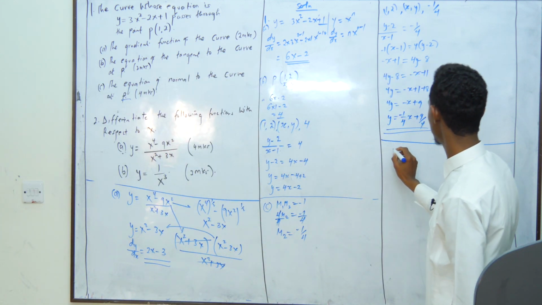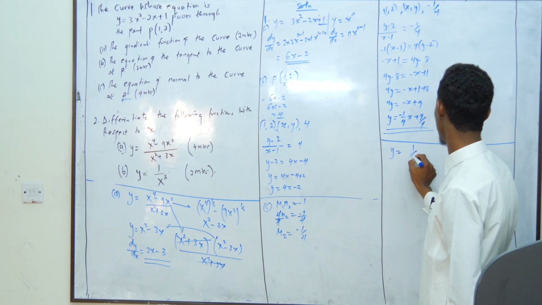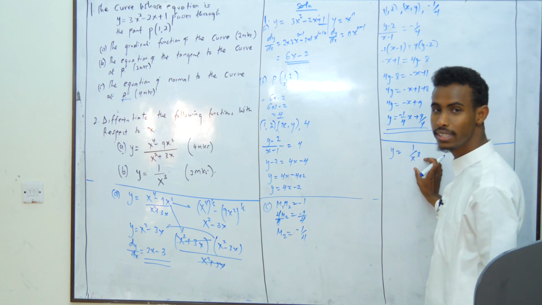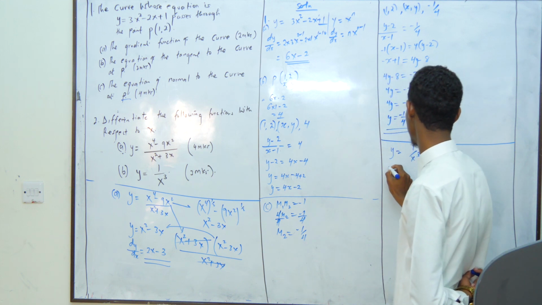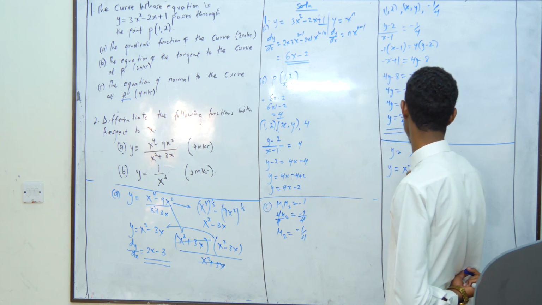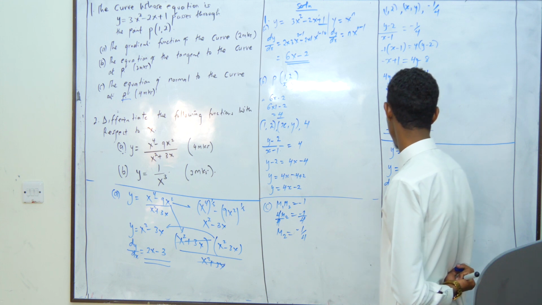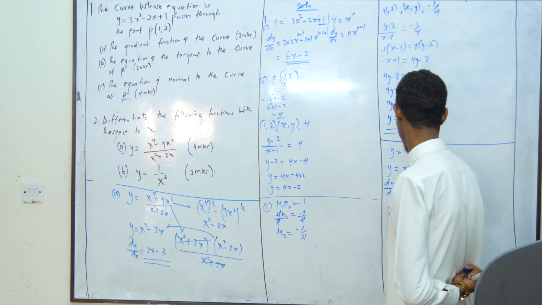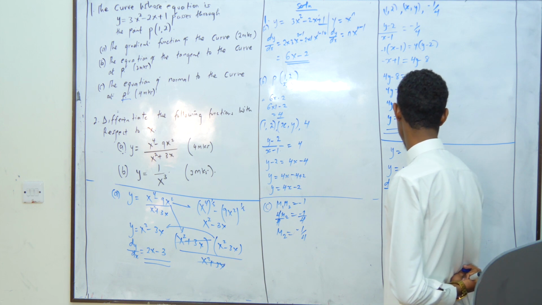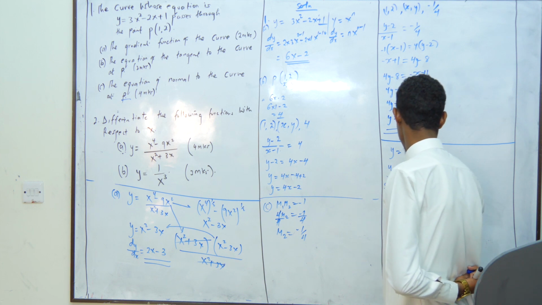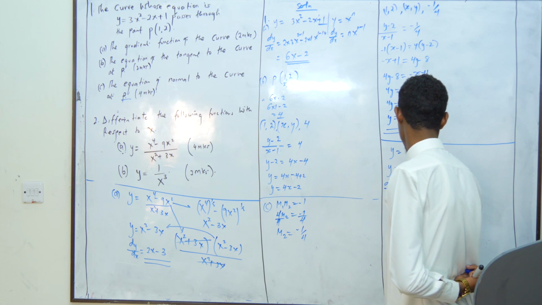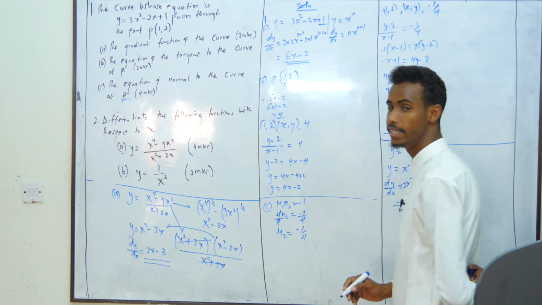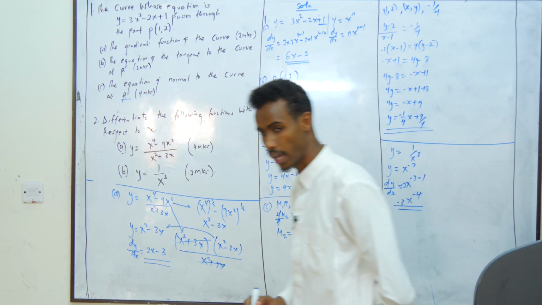Now part B of the question is y equals 1 over x to the power 3. Now, how can we write this as a power? It becomes y equals x to the power negative 3. The derivative dy over dx will be negative 3 times x to the power negative 3 minus 1, so it becomes negative 3x to the power negative 4. And that is the derivative function of that nature.